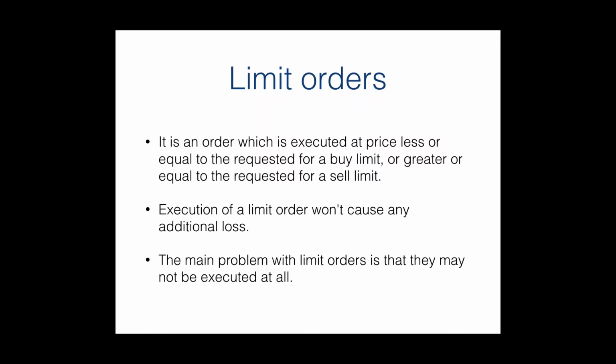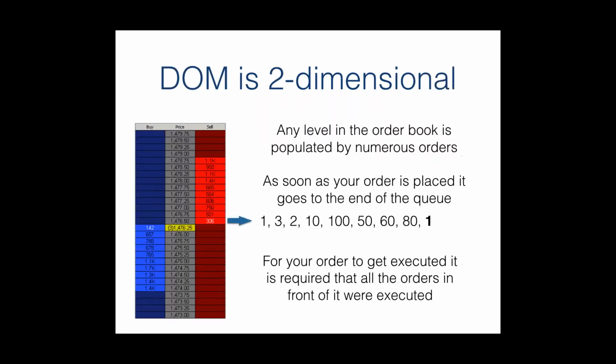The main problem with the limit orders is of a different nature. Limit orders may not be executed at all. In order to understand how it may happen, let's look at the order book. In fact, the order book, or depth of market, is two-dimensional. This means that the amount of contracts at any price level is represented by a number of separate orders.